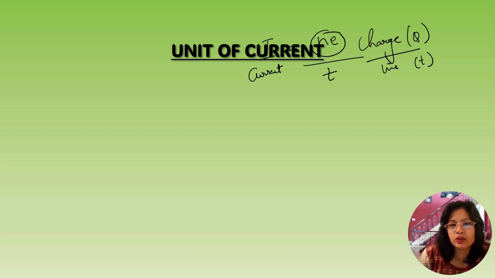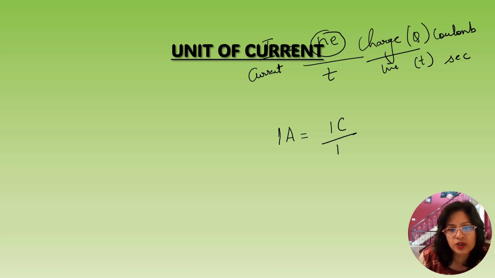The SI unit of charge is coulomb and the SI unit of time is second. So we can say that current is 1 ampere. 1 ampere of current is when 1 coulomb of charge is passed through in 1 second of time.